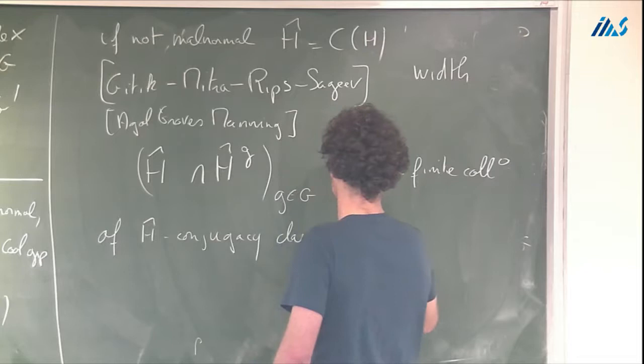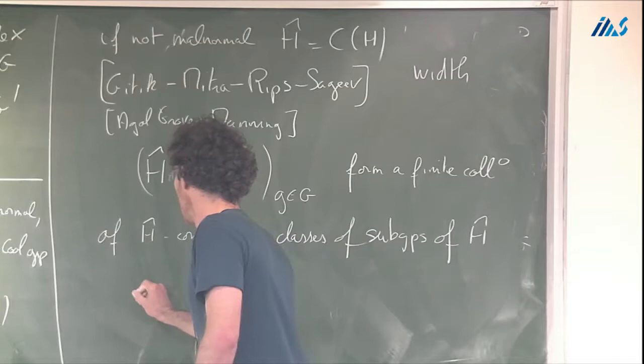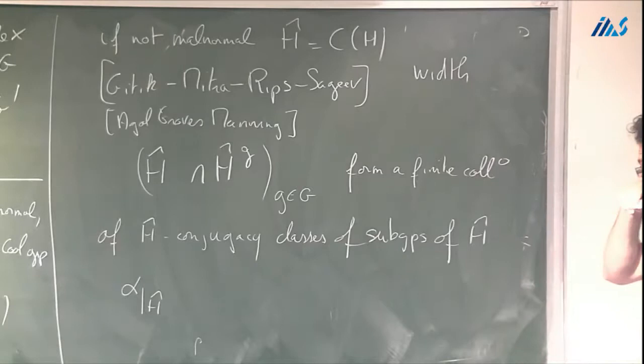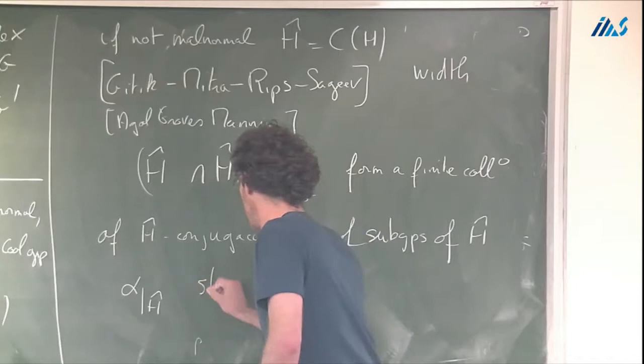of subgroups of H hat. And now it's easy to check that the extension of alpha to H hat has still to satisfy, has still to be fully irreducible and aperiodic. But it should also preserve this finite set of conjugacy classes of subgroups that's prohibited. Should permute them.